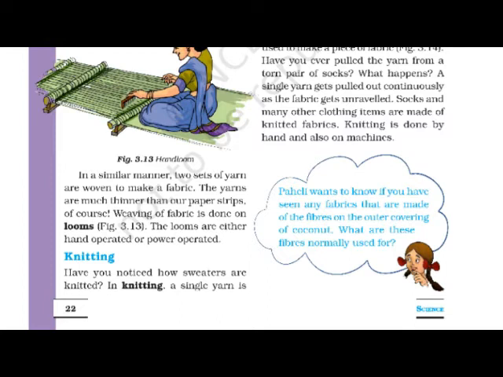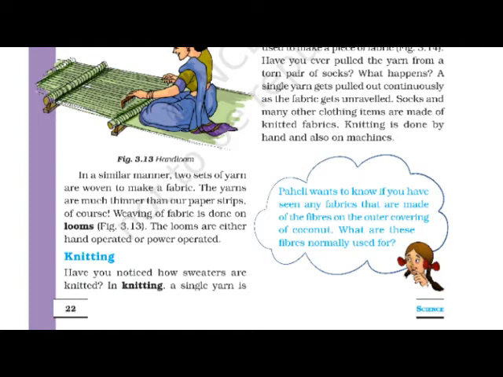What is the outer covering of the coconut? Mostly we use the coconut, but those peelings or fibers are used for what purpose? Which kind of material is made from such a fiber or such a fabric? Okay, Paheli is waiting for your answer.